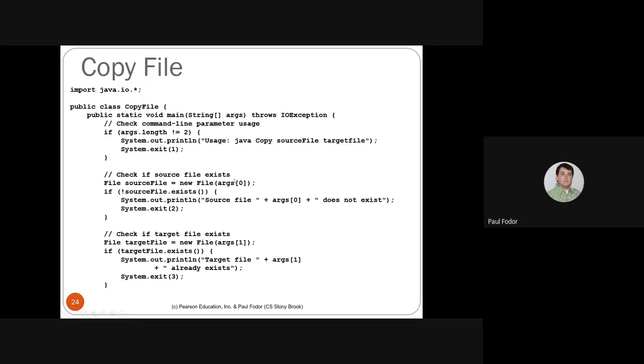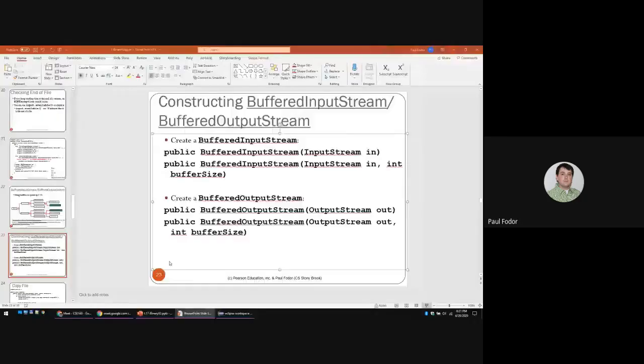First, the 2 files must be checked. So we create 2 file objects, source file and target file, for the argument at index 0, which we are using with command line parameters, and the argument at index 1. And we can see that the source file must exist. If it doesn't exist, we exit. And the target file should not exist already. If it already exists, again, we exit.